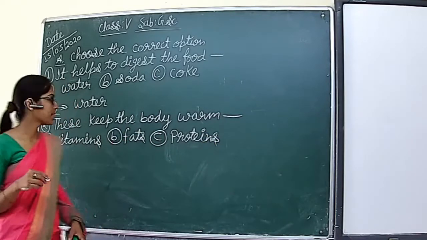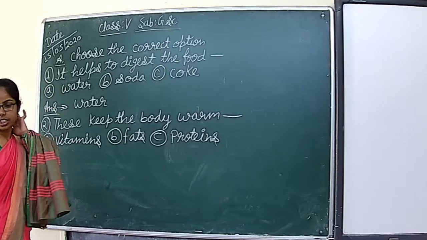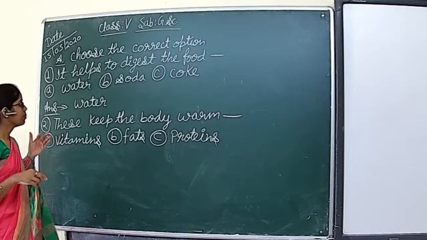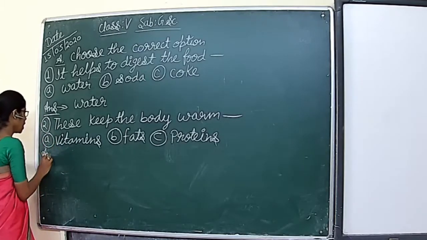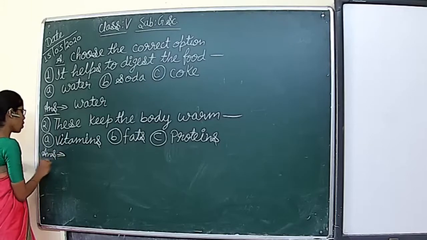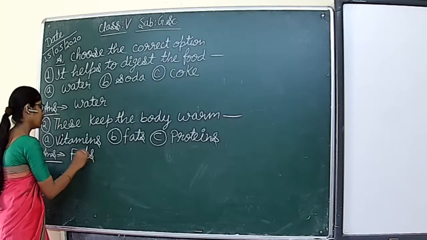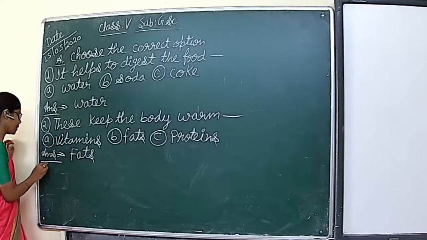And we know that these vitamins, fats, and proteins have different functions in our body. Fat provides the warmth, or fat helps to keep the body warm. That's why option B is correct and the answer is fat. Put the tick mark in the book or write properly in the copy.